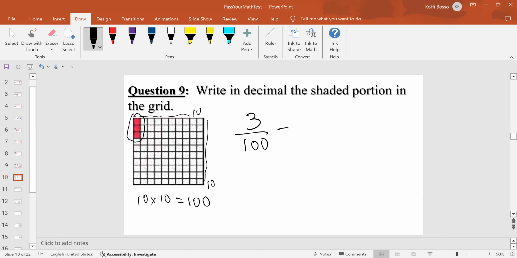And 3 divided by 100 is 0.03. So the answer is 0.03.